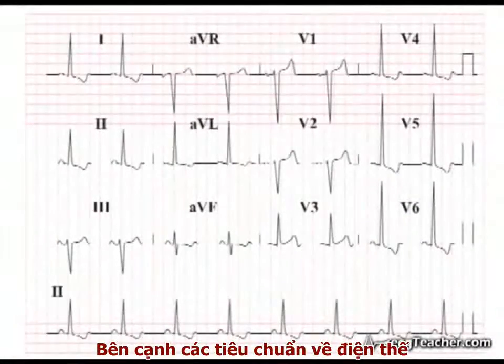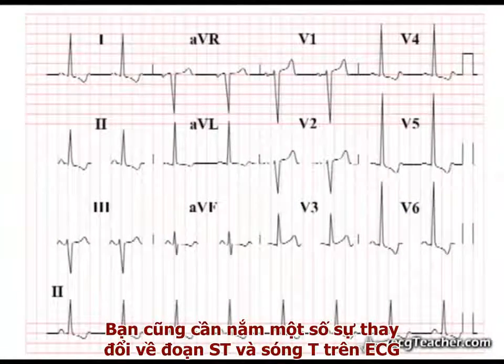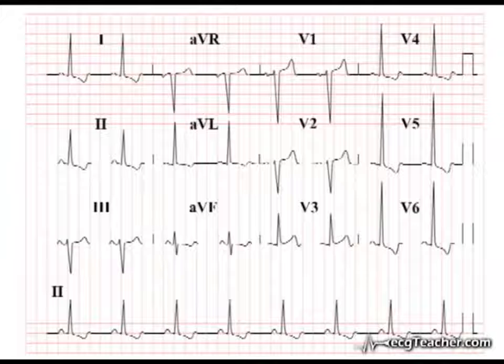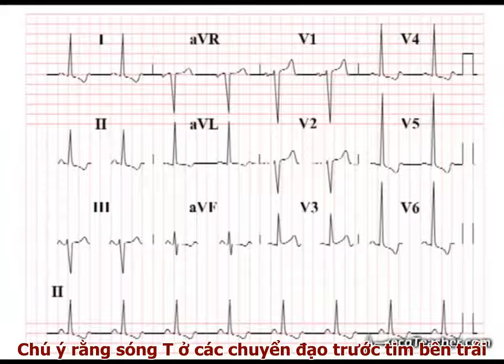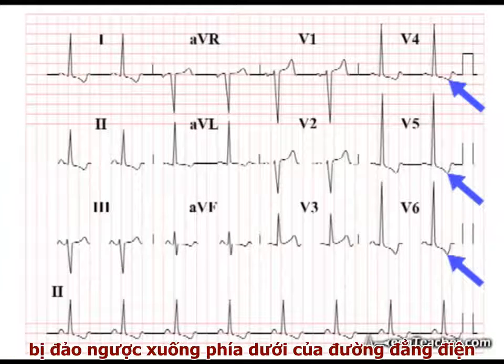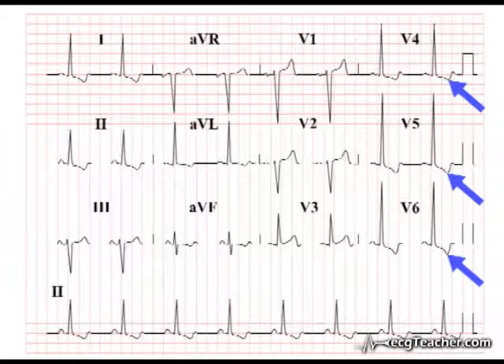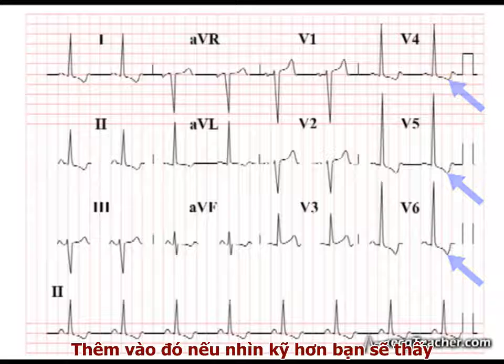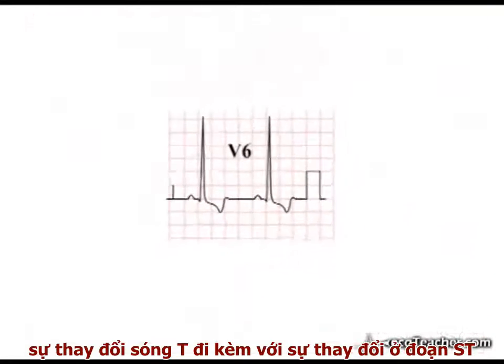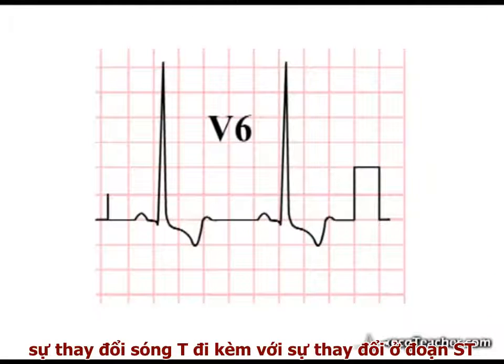From the voltage criteria, you may also have picked out the striking changes in the ST segments and T waves present on this ECG. Notice how the T waves in the left-sided chest leads are inverted below the isoelectric line. Also, if you look closely, you can see that these T wave changes are accompanied by alterations to the ST segments.